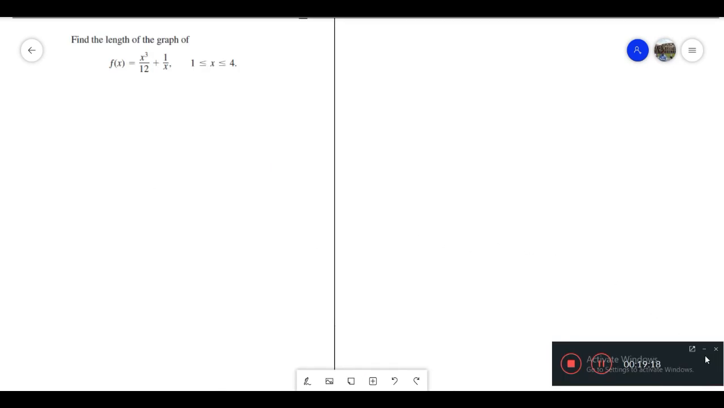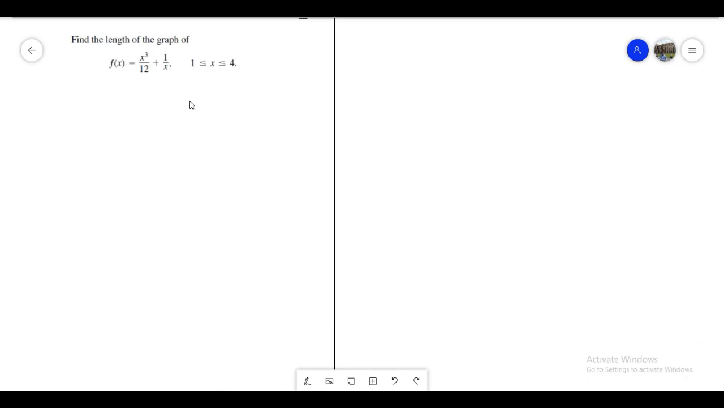Okay, this is the question. In this question, we have to find the length of the graph, or the length of the curve. So find the length of the graph. The function is given as f of x equals x cubed by 12 plus 1 by x, and x is ranging between 1 and 4, and this is the closed interval. So first let us try to plot the graph, and the graph of this function looks like this.